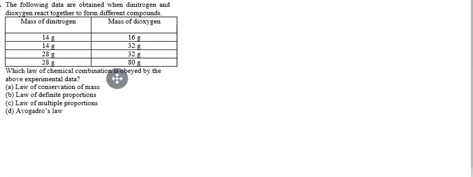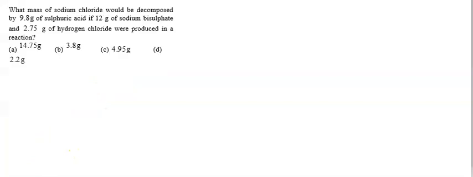So this is our next question. The question is: the following data are obtained when dinitrogen and oxygen react together to form different compounds. These are all the ratios, and after the reaction this data gives the same mass of reactants as that of products. So the masses are equivalent or balanced. So option A will be right for this, as the law of conservation of mass. This is our next question.